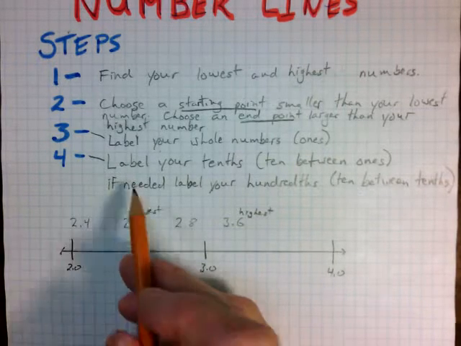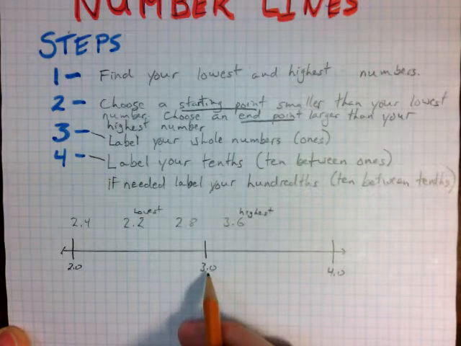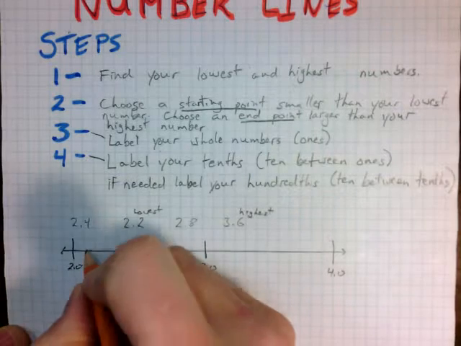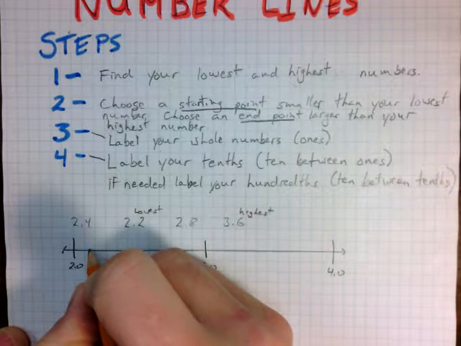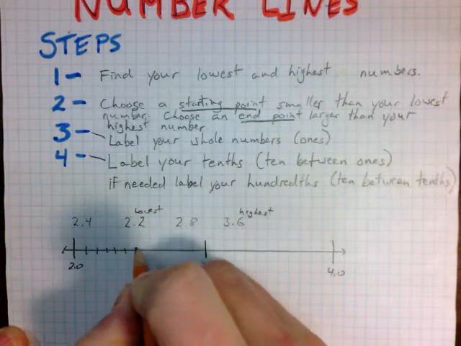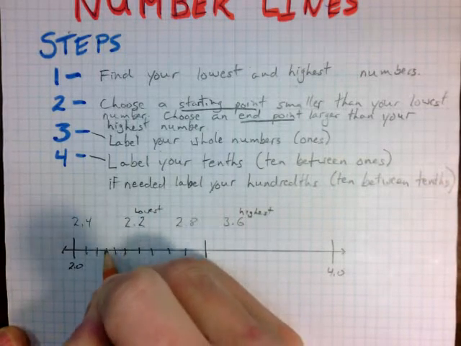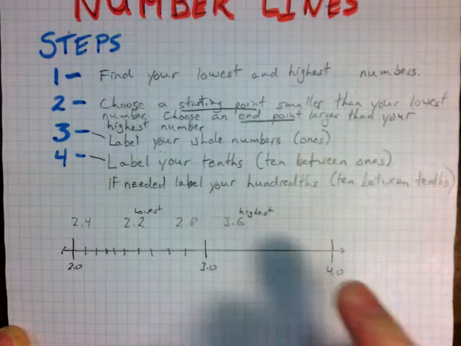Next, label your tenths. Alright, so between each of the wholes, each of the ones, I need 10 equal parts for my tenths. So I'm going to carefully label 10 parts. To do this, I need to put 9 lines between each whole. 2, 3, 4, 5, 6, 7, 8, 9. Okay, they're not very evenly spaced, so maybe I'll do better over here.